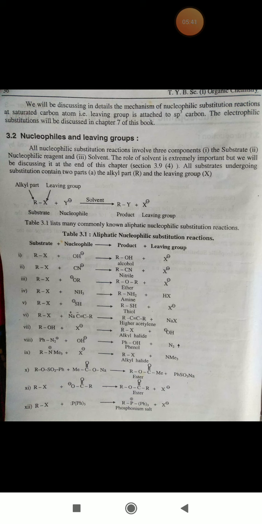There are many aliphatic nucleophilic substitution reactions as follows. Substrate plus nucleophile gives a product plus leaving group. There are so many examples given in this chart.